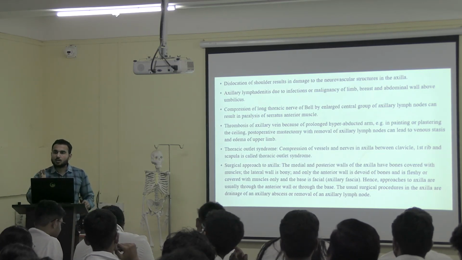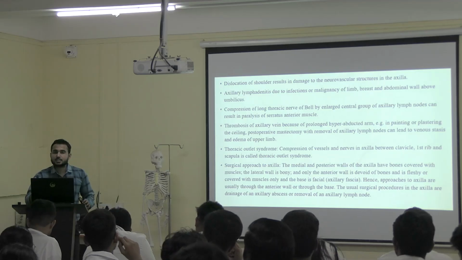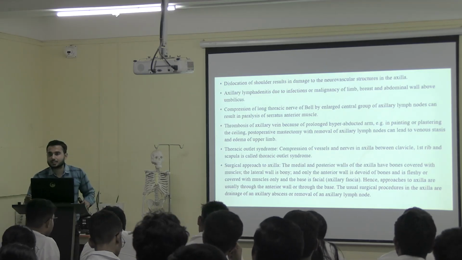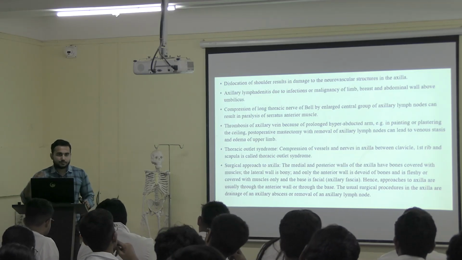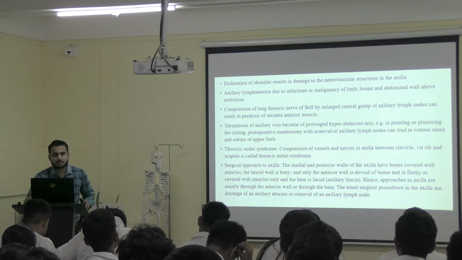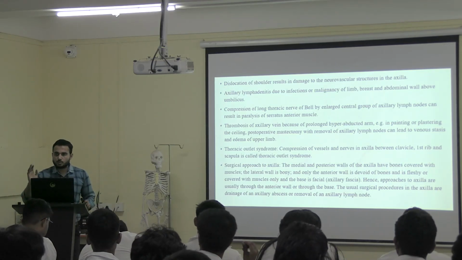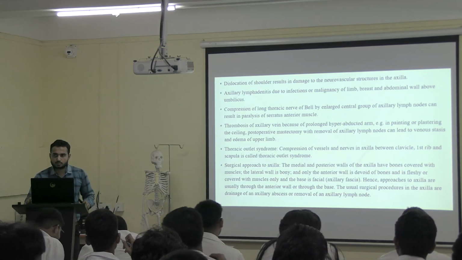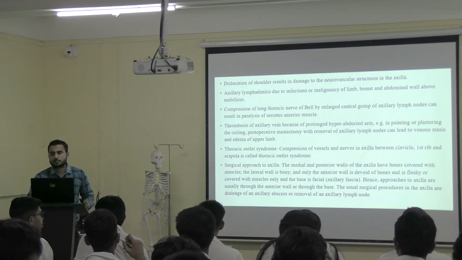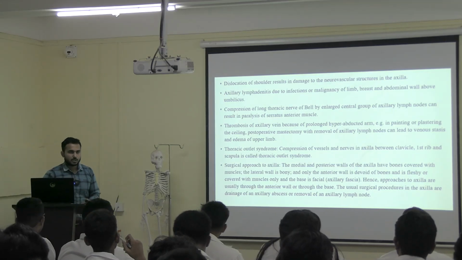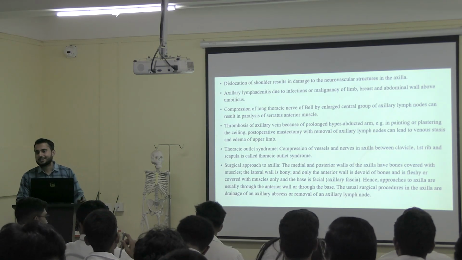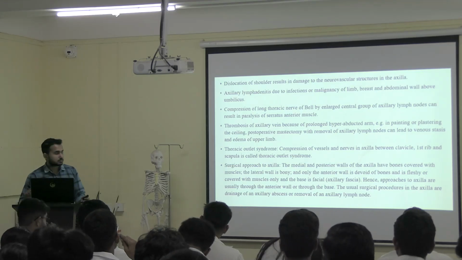So this serratus anterior muscle is supplied by the long thoracic nerve of Bell. Now if that muscle gets paralyzed, then what will happen? Those movements will get affected, and there will be winging of the scapula. So that can be seen easily, the winging of the scapula.